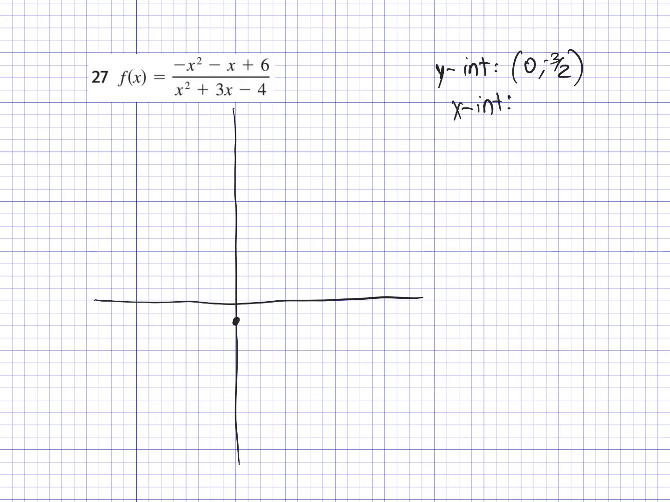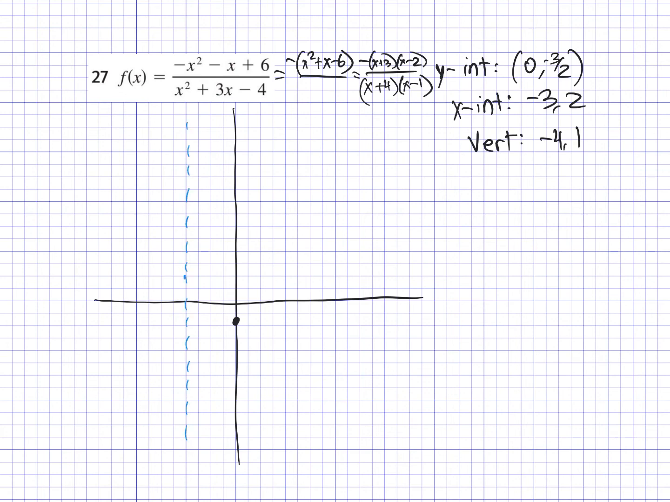X-intercept is when my numerator is 0. So let's factor out a negative. And then let's go ahead and redo that. And we get (x plus 3)(x minus 2). Okay, so our x-intercepts are at -3 and 2. Okay, and our denominator is going to be (x plus 4)(x minus 1). Again, no duplicates, so no holes. So the vertical asymptotes would be -4 and +1. And our horizontal asymptote, they are the same exponents, so -1 over +1, so y equals -1.